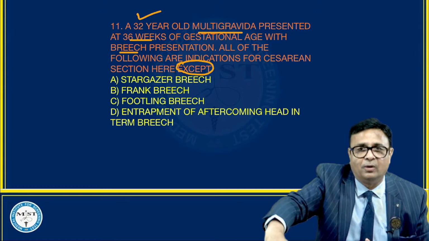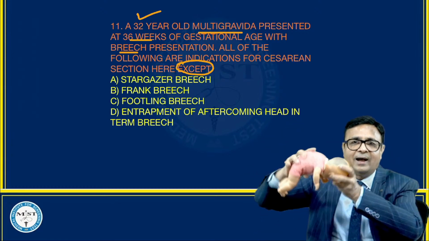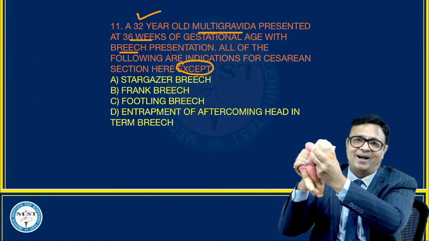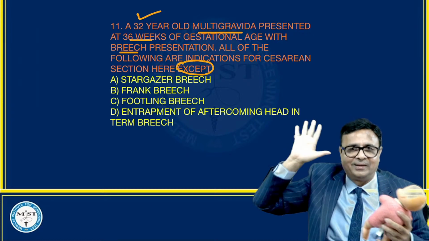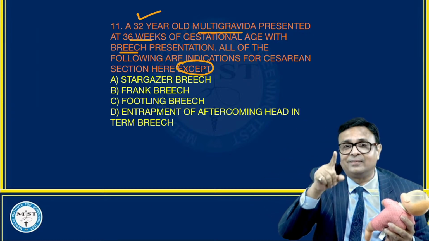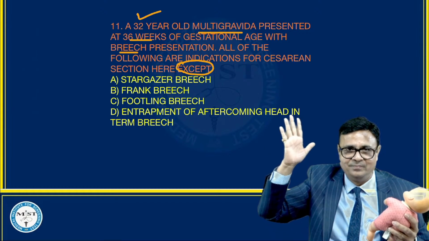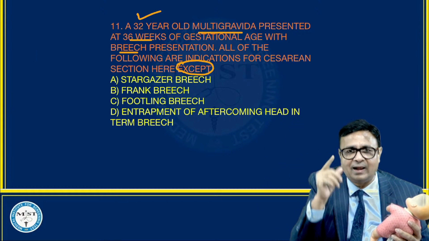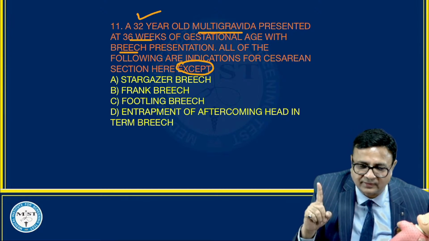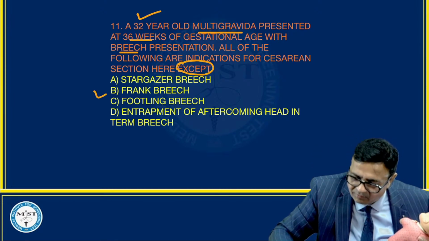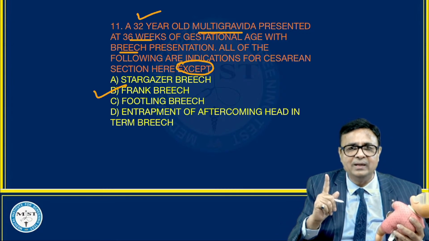Stargazer breech, beta, we know. Stargazer breech means hyperextended head, as if it is looking at stars in the sky. So stargazer breech, cesarean section. Frank breech, assisted breech delivery can be tried. Footling breech, cesarean section. Entrapment of aftercoming head in term breech, cesarean section. So correct answer is B, Frank breech.